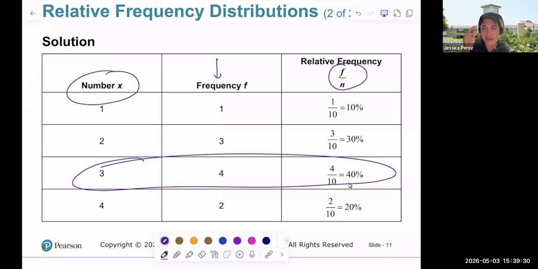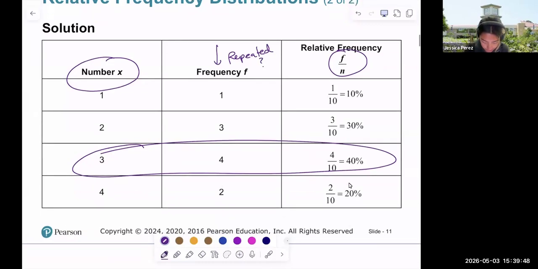So first we identify the value of x. So there's 1 sibling, 2 siblings, 3 siblings, or 4. Then we look at the frequency, or the repeats. How many times is it shown? 1 time, 3 times, 4 times, 2 times. And then the relative frequency is the amount of repetition over the total. And the total is the sum of your values. So n is the total. So there were 10 values.